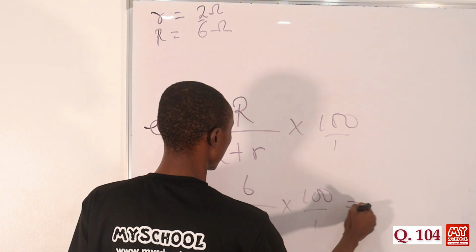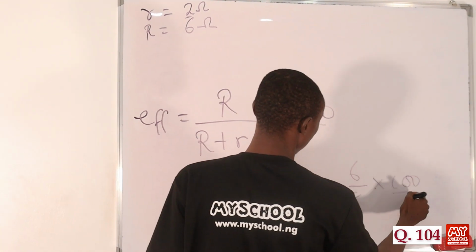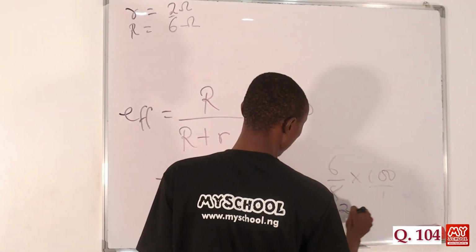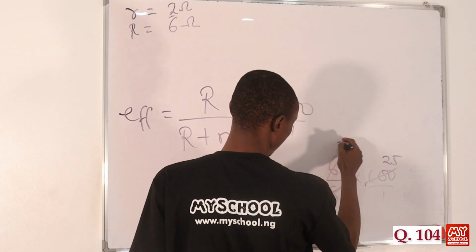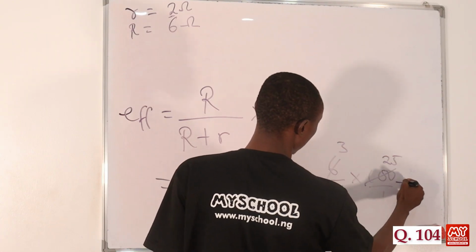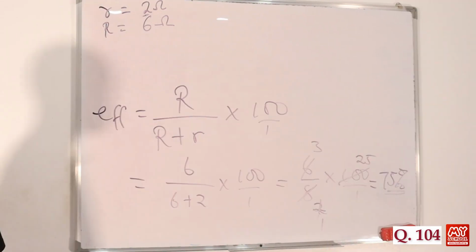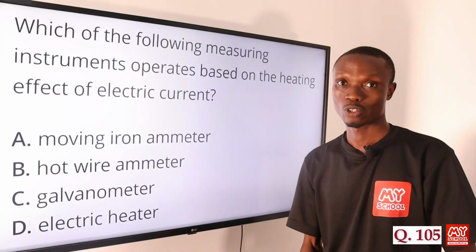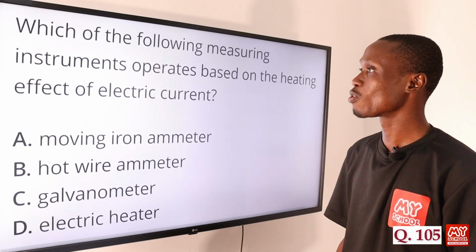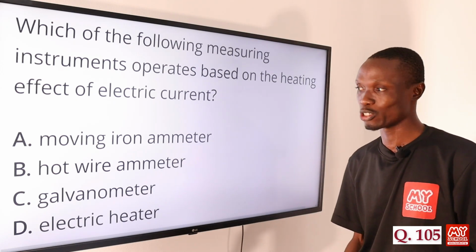Over 1, and this will be equals to 6 all over 8 times 100 over 1. 4 here is 2, then 4 here is 25. 2 here is 1, 2 here is 3. So 3 times 25 will be equals to 75%. So let's return back to the screen to pick the correct answer to this question, and that is option D, 75%. Question 105. Which of the following measuring instruments operates based on the heating effect of electric current?